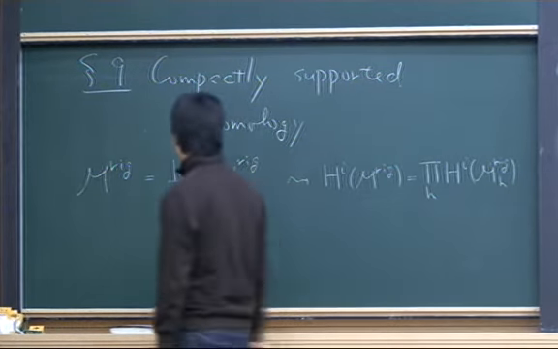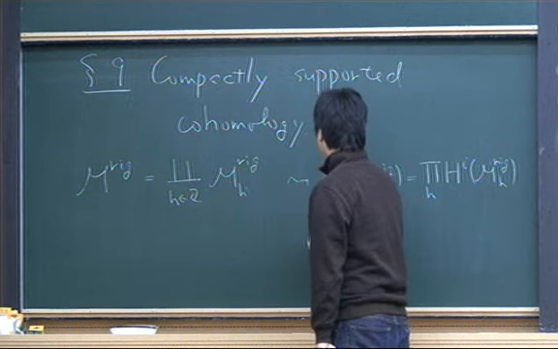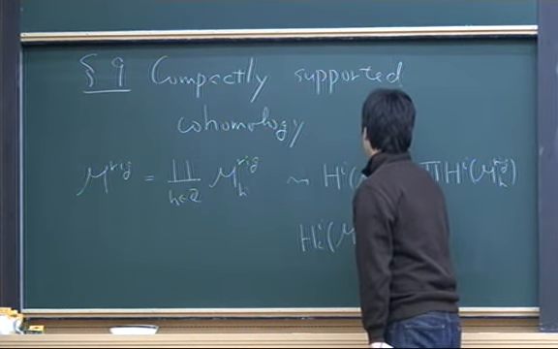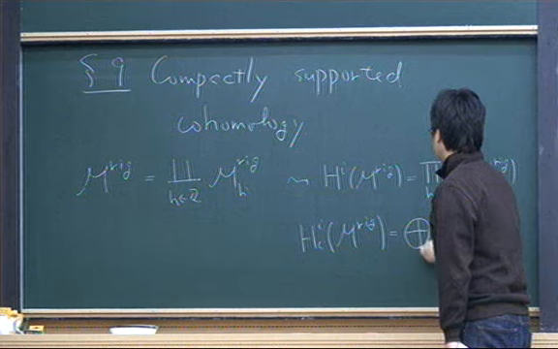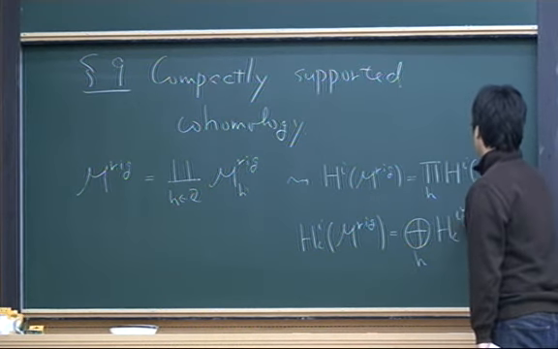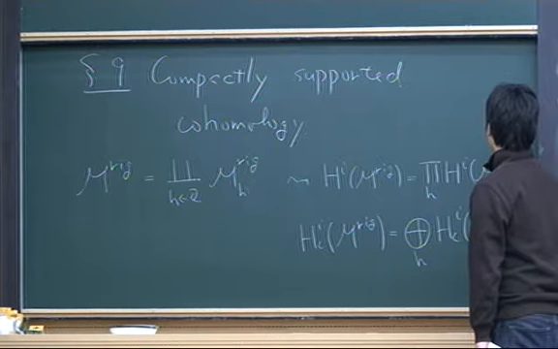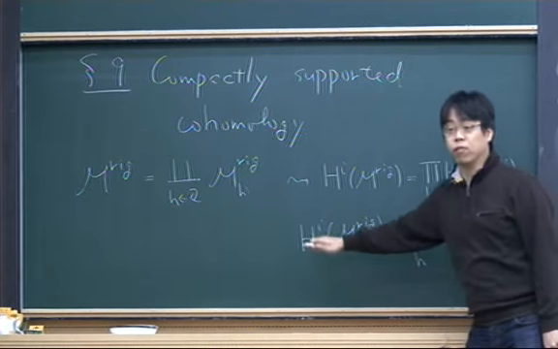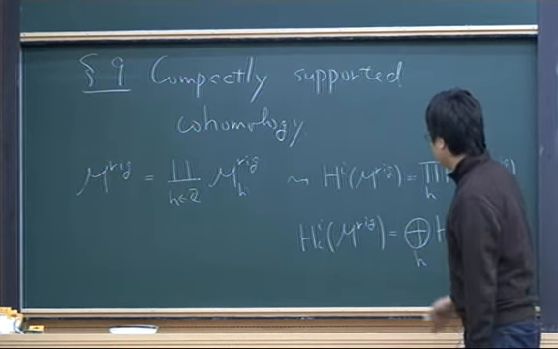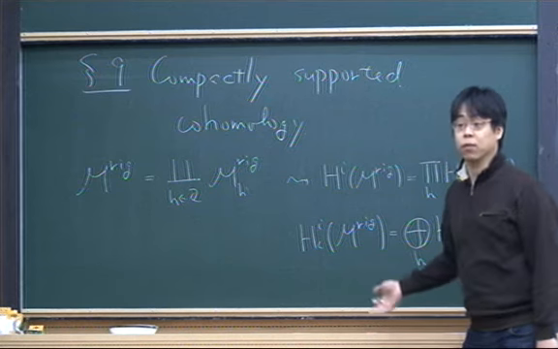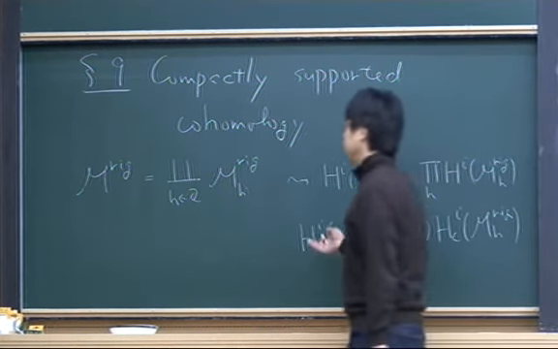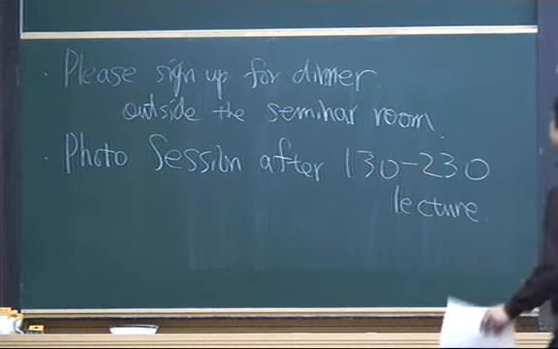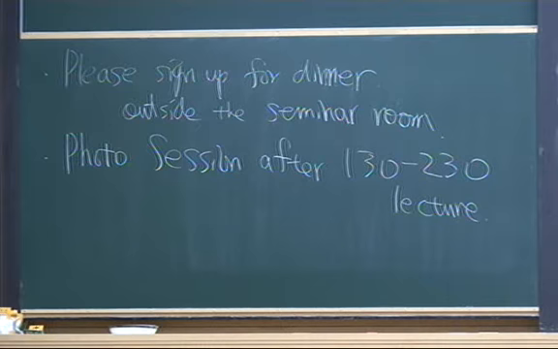But if you take the compactly supported cohomology, which I introduce later, then it becomes a direct sum of these. And if these are smooth representations, then this is also a smooth representation. So that is why we prefer the compactly supported cohomology if we want to construct a representation.